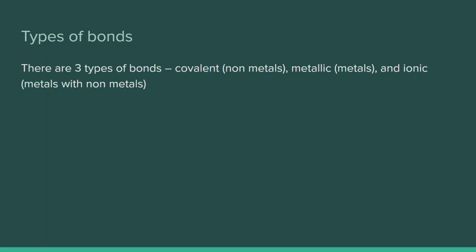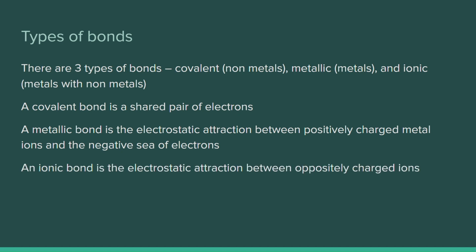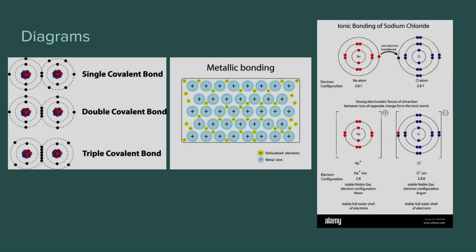There are 3 types of bonds that you need to know about. Covalent between non-metals, metallic between metals, and ionic between metals and non-metals. A covalent bond is a shared pair of electrons between 2 atoms. A metallic bond is the electrostatic attraction between positively charged metal ions and the negative sea of electrons, which is what forms when the delocalized electrons can just flow around. An ionic bond is the electrostatic attraction between oppositely charged ions, which are metals and non-metals. They have opposite charges. So there's some nice diagrams here so you can better understand how they bond.